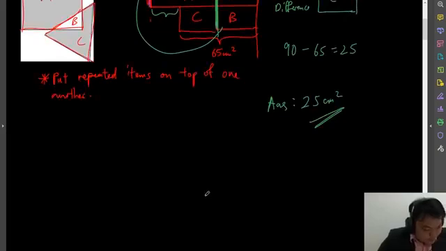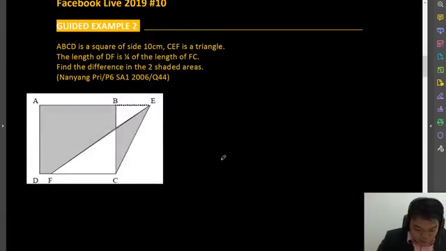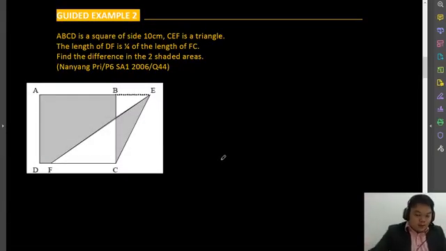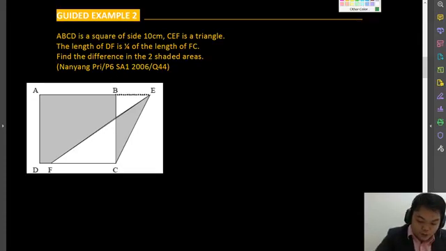Okay, very good. Let's move on to the next one, number 2. So now we are still dealing with triangles and the difference in the shaded area. This diagram here is not drawn to scale, because this part looks kind of like a rectangle, but it's actually a square. So ABCD is a square of side 10 cm. CEF, hang on, let me just draw out the shapes as I go along.